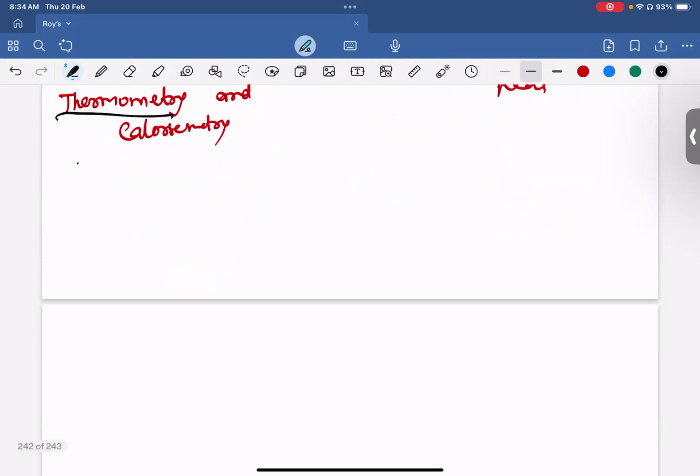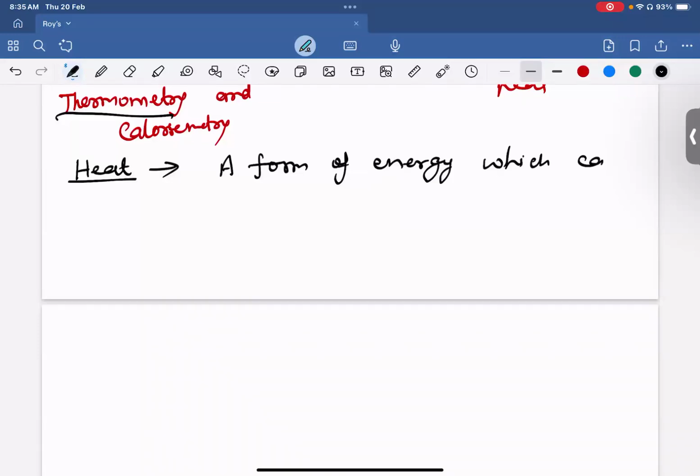First of all, there are a few things that you should understand. What is heat and what is temperature? So heat is a form of energy which can flow from one body to another.